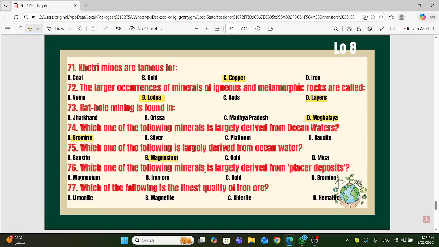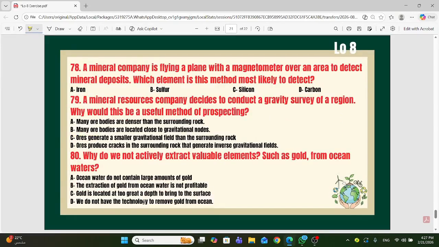Which one of the following minerals is largely derived from placer deposits? Placer, so we immediately think of what? Gold. Which of the following is the finest quality of iron ore: limestone, or magnetite, or siderite, or hematite? Magnetite is above 70%.